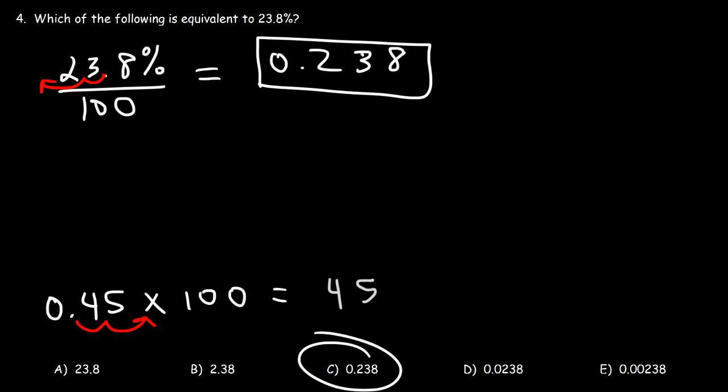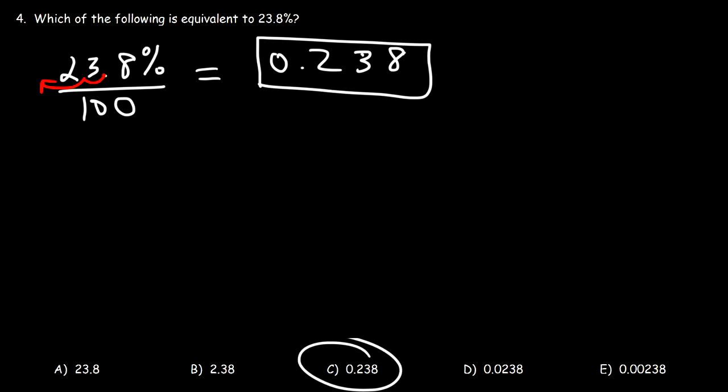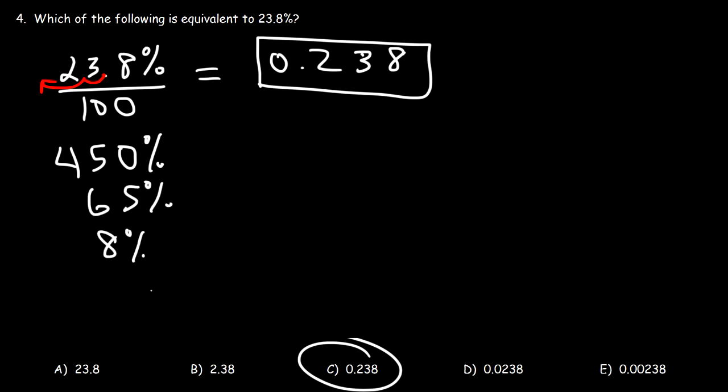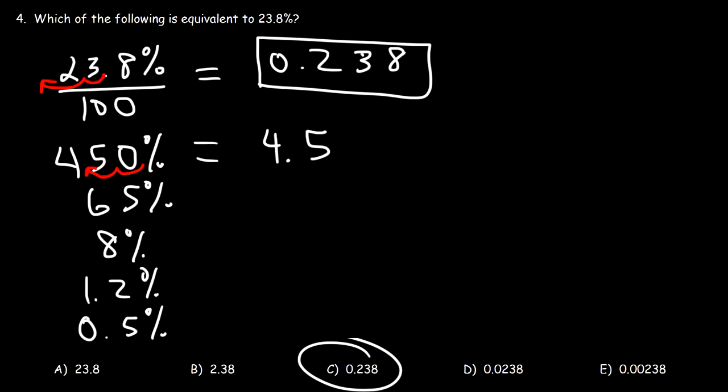So let me give you some more examples. Convert the following numbers into a decimal value. So let's say we have 450%, 65%, 8%, 1.2%, and 0.5%. Go ahead and convert each of these numbers into a decimal. So 450 divided by 100 is going to be 4.5. So 450% is equivalent to 4.5.